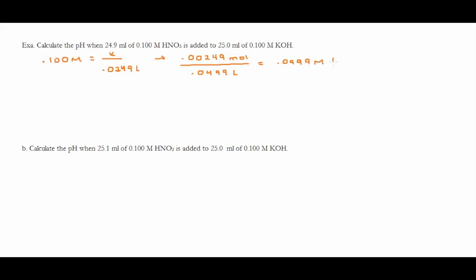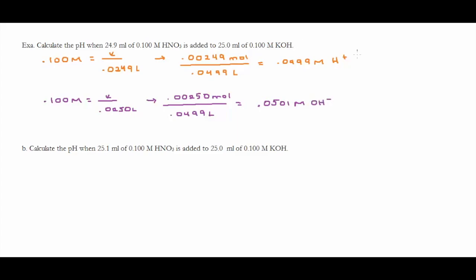I'm actually just going to say this is H plus because remember it dissociates completely, so I can actually ignore the nitrate. All right, the next one I'm going to do is for potassium hydroxide, so 0.100 molar equals X over its volume, which was 0.0250 liters. And so that ends up giving me 0.00250 moles divided by the total volume, which is 0.0499 liters. And so what you end up getting here is 0.0501 molar of OH minus.